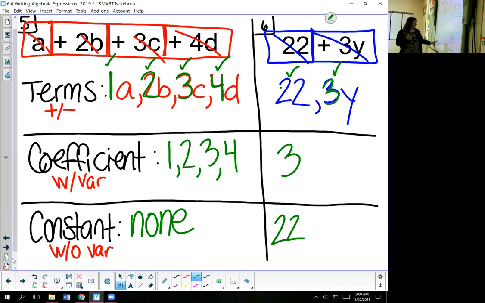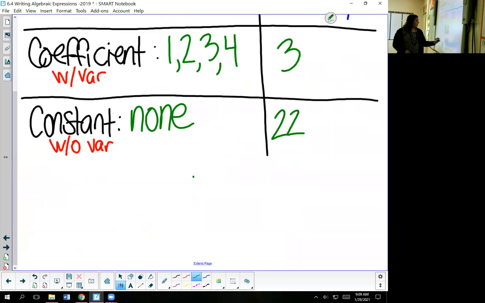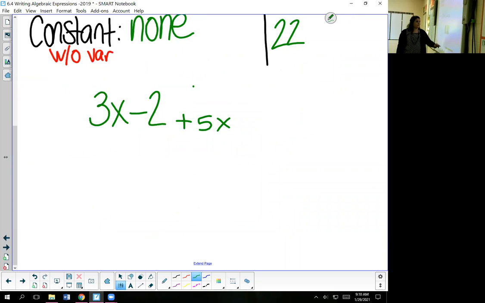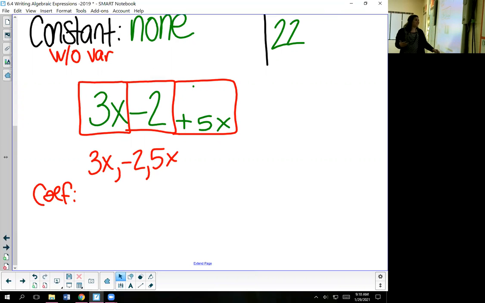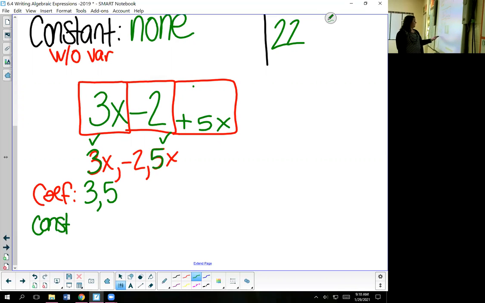So I'm gonna go ahead and extend this page just to show you another example real quick. If I just had 3x minus 2 plus 5x, my terms are 3x, negative 2, and 5x. The only reason that looks small is because this video part's in the way. If I ask you the coefficient, remember, it's not just the first term all the time, it's the ones with the variables. So my coefficients in this example are 3 and 5. Negative 2 is not with a variable, and therefore negative 2 is a constant.